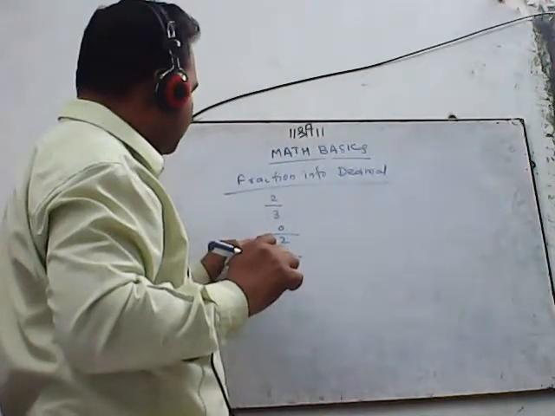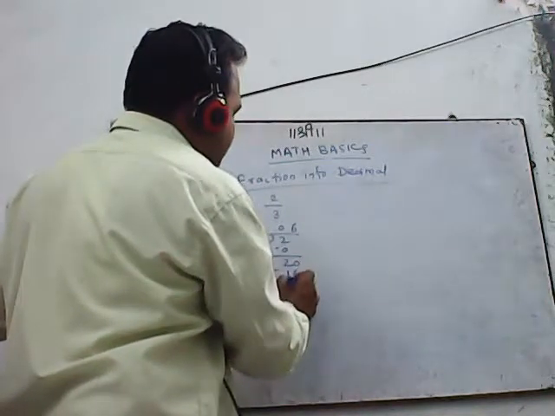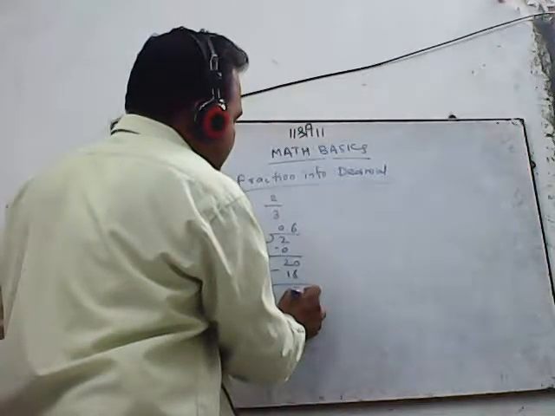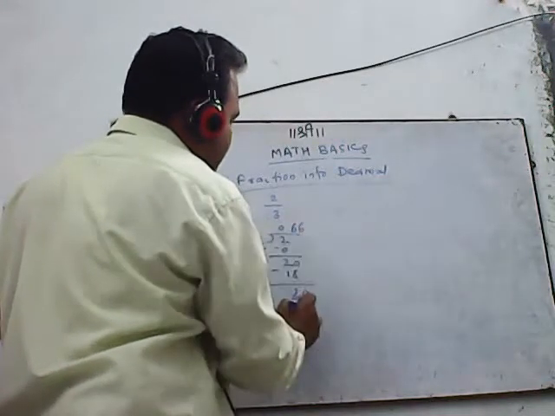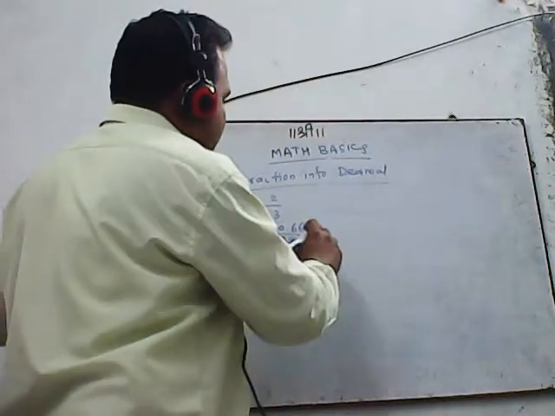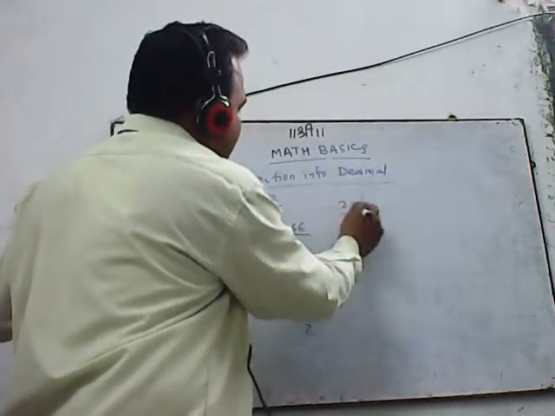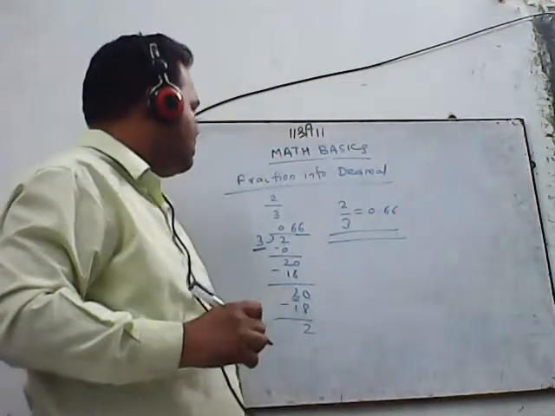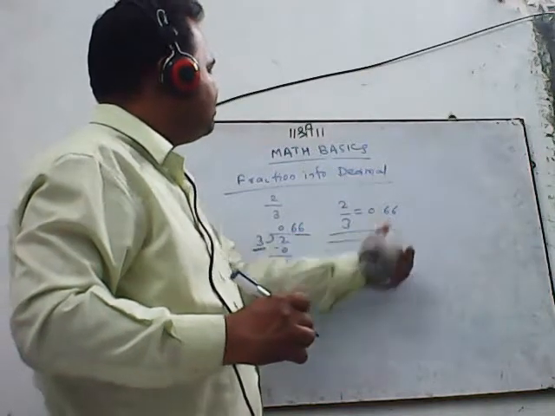And then 20 divided by 3 equals 6. 3 sixes are 18. So the remainder will be 2. We put 0 again over here, as this 2 is less than 3. That will be 20 minus 18, equal to again 2. So 2 upon 3 is equal to 0.66. Did you get this? This is how we convert a fraction into a decimal.